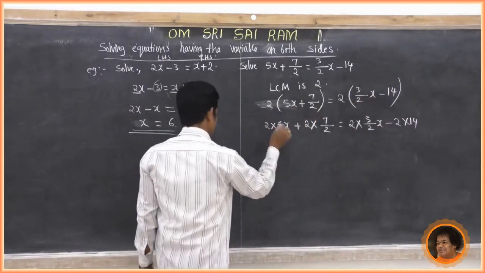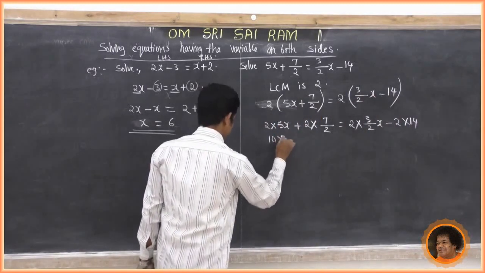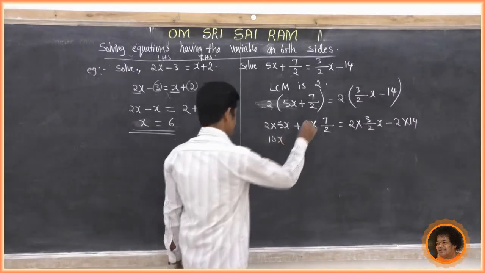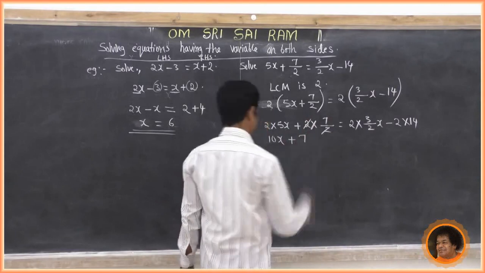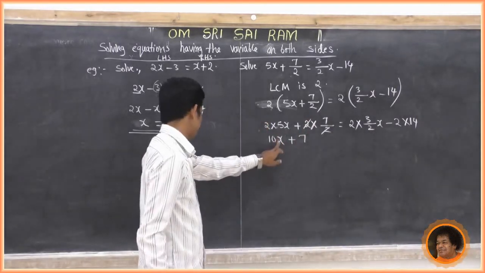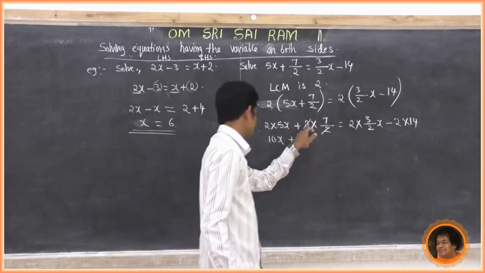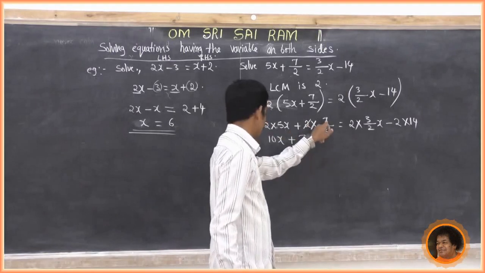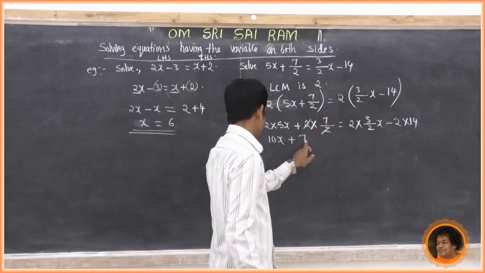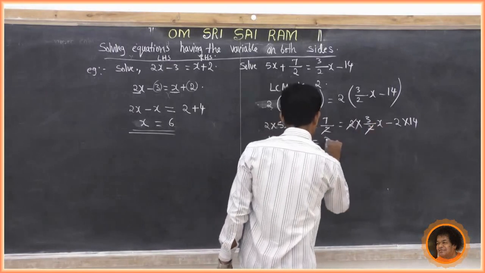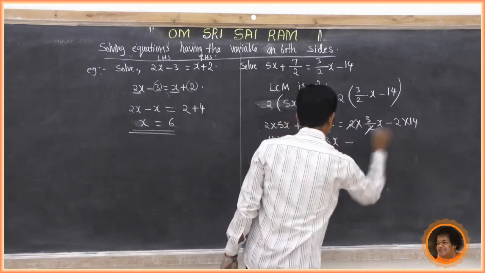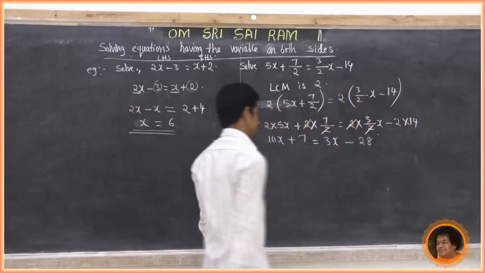Now substitute. 2 into 5 is 10, 10 into x is 10x. Plus, 2 into 7 by 2: the 2s cancel, so only 7 is left. Equal to 2 into 3 by 2 x, the 2s cancel, so 3x, minus 2 into 14, which is 28.